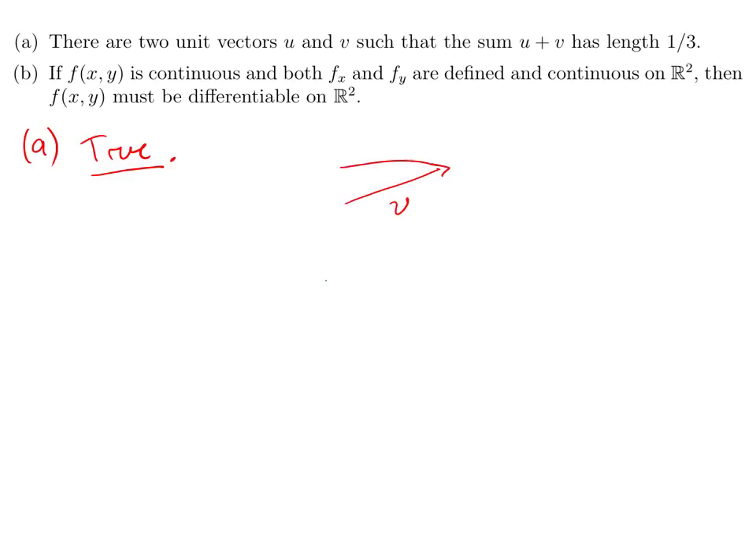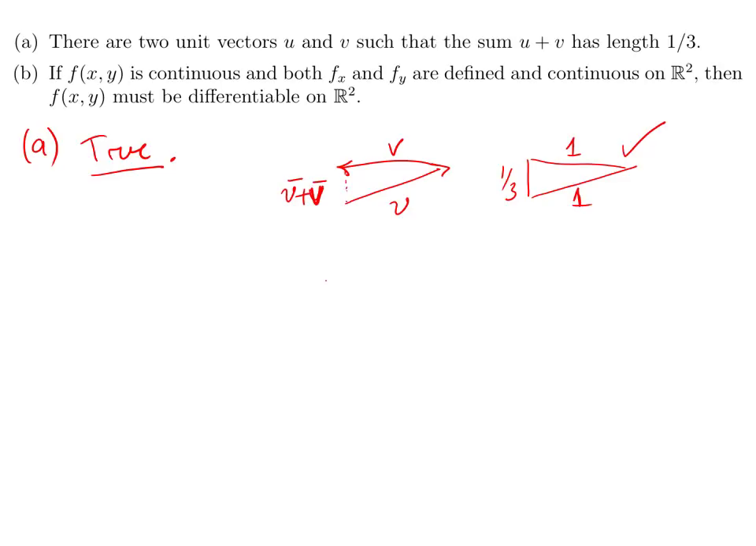Let's say I put v like this. What I'm asking is whether there are vectors u and v of length 1 such that the sum u plus v, which is the third side of the triangle, has length a third. If I can construct a triangle with one side of length a third and two sides of length 1, then I'm done, because I can just take these vectors to be the sides of the triangle. This is clearly possible. You can just take an isosceles triangle with base equal to a third. So this is true.